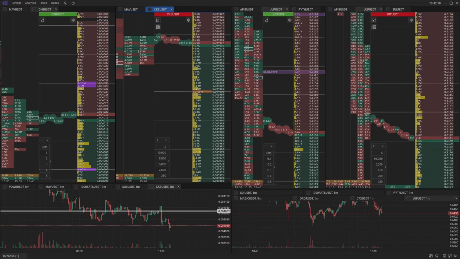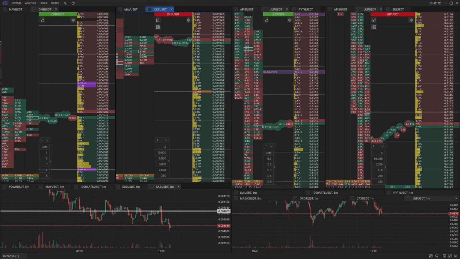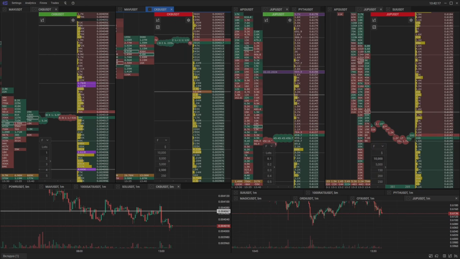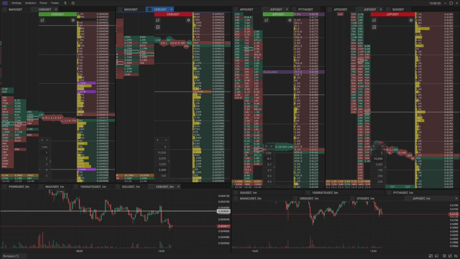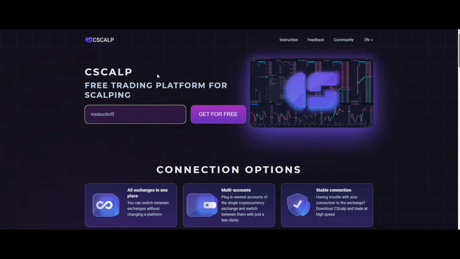As you can see, this strategy requires precise timing, which can be difficult when you're trading directly on an exchange. I use a free order book to read the market better. It helps me to enter more precisely and understand what is actually happening. The order book I use is called Scalp. It's completely free and you can connect it to most exchanges.